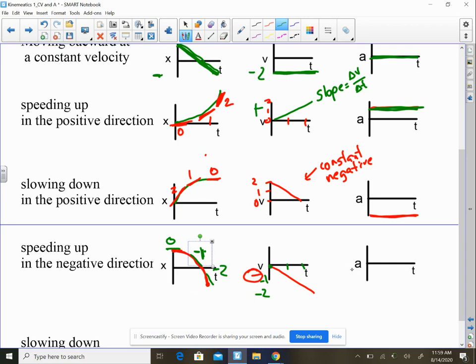Now, if we look at our acceleration graph, if we are speeding up in the negative direction, that's considered a negative acceleration. And if we look at the slope of this line, it's constant and it's negative. And so we have a graph that looks something like this. Constant, and this should be a straight line, a constant negative acceleration.